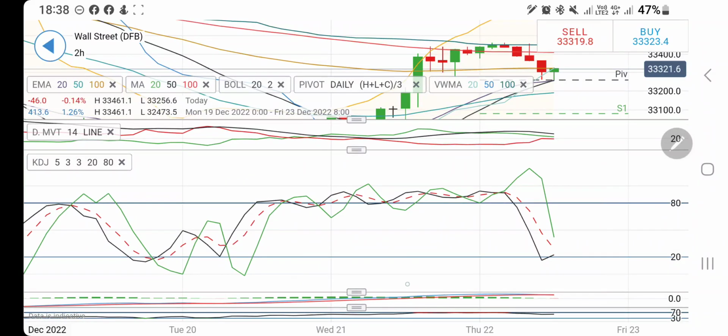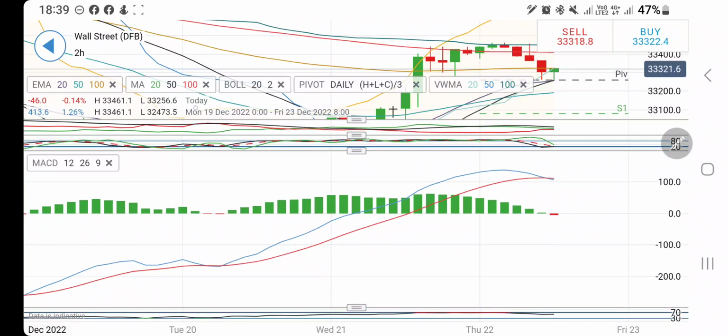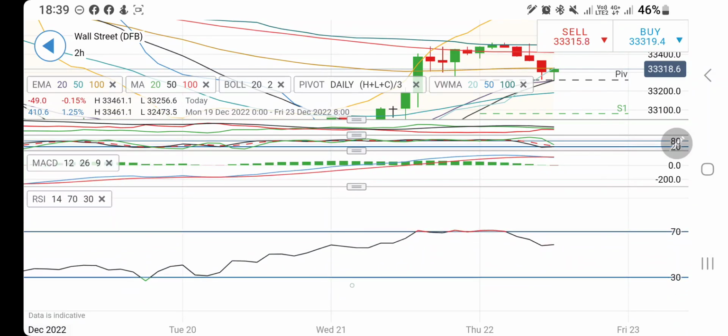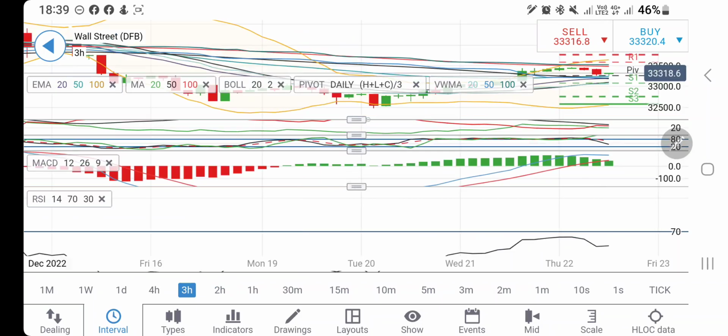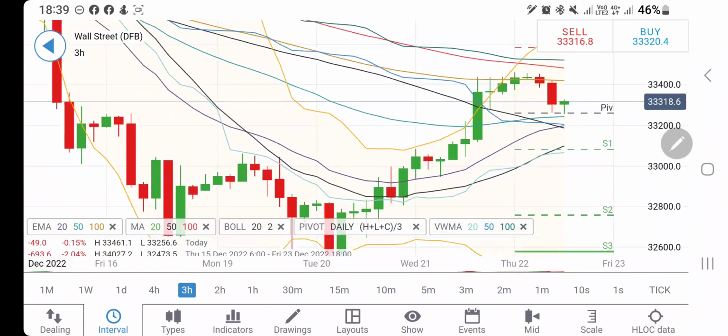Directional movement is green, trying to converge. Stochastic oversold. MACD has crossed over, and this is a bearish cross. This is happening after long. It will be interesting to watch out here. RSI trading flat near to the highs. Now look at the 3-hour charts.